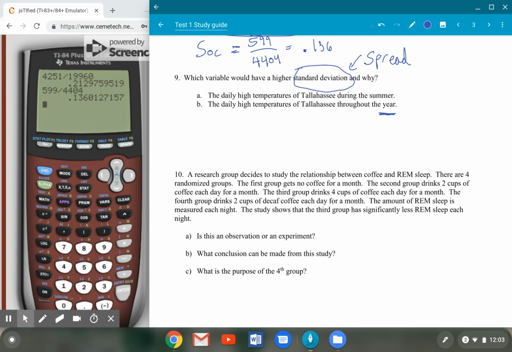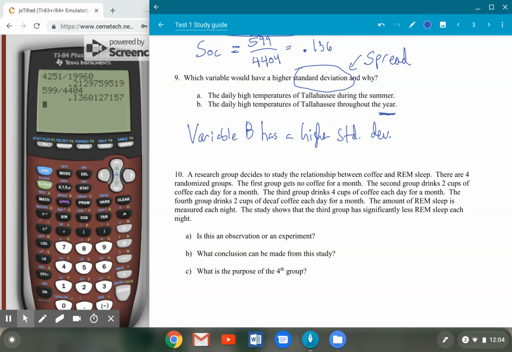So we would expect that variable B, the second one listed here, has the higher standard deviation. And that's because the temperatures are more spread out throughout the year. They are not as close together as they are in the summer.